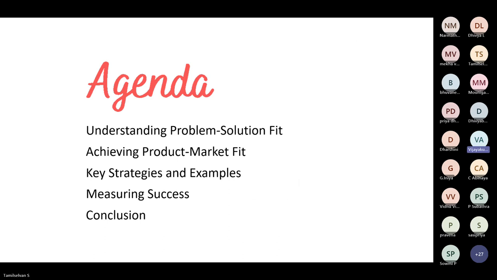So these are all the important areas we are going to discuss. Understanding the problem and making a solution for it, and achieving a product in the market as a successful product, and key strategies to be planned for making a product successful in the market, and how to measure success, and what parameters are taken for measuring the success of a product. So this is the discussion. And next slide.